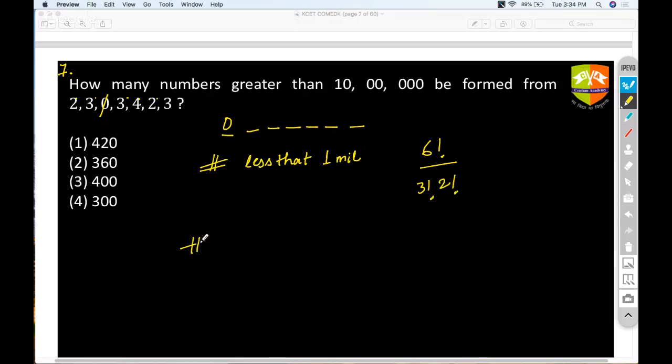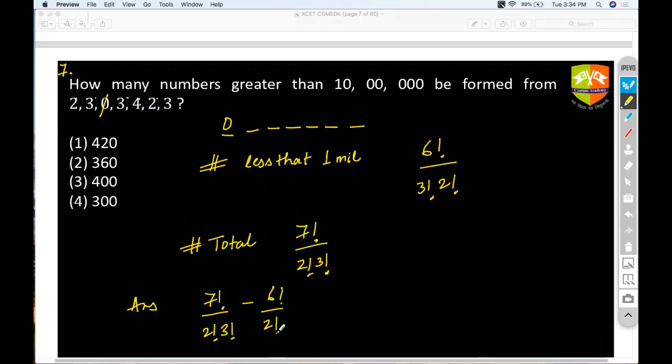Okay, and the total number of numbers that you can form by using all the 7 digits will be 7 factorial by 2 factorial, 3 factorial. Correct? So your answer will be the latter minus the former. So 7 factorial minus 6 factorial can be written as 6 factorial into 6, and you have 2 and this is 6 again, so that is going to be 360. Option number 2 is going to be the right option in this case.